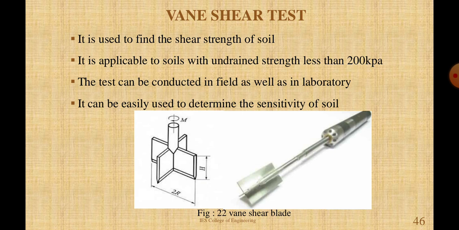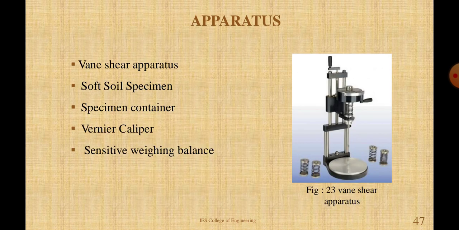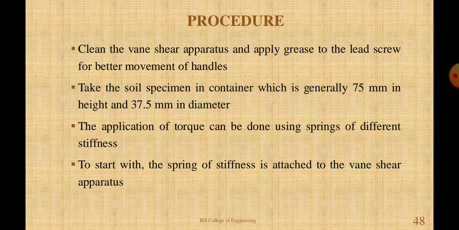Figure 22 shows the Vane shear blade that is used in the Vane shear apparatus. The apparatus consists of a Vane shear apparatus, soil specimen, specimen container, vernier caliper and sensitive weighing balance. Now the procedure of Vane shear test. Clean the Vane shear apparatus and apply grease to the lead screw for better movement of handles. Then take the soil specimen in the container, which is generally 75 mm in height and 37.5 mm in diameter.